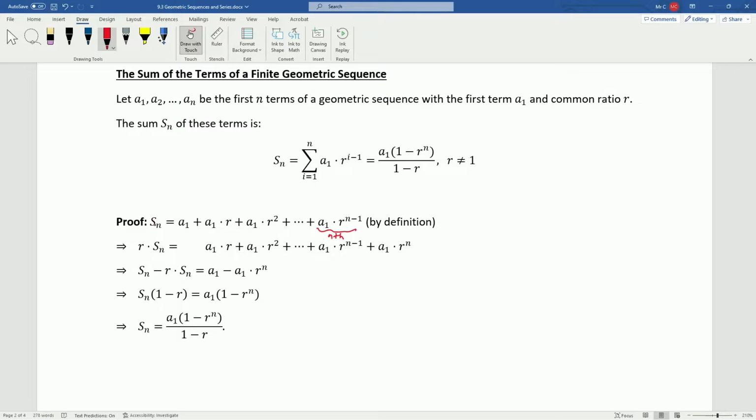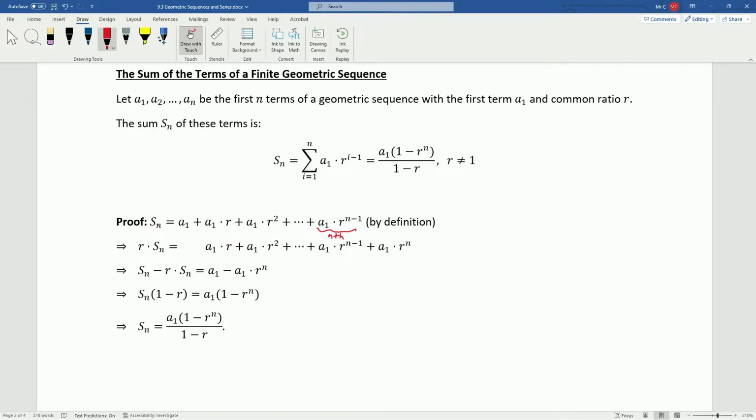Now, if I multiply both sides of this equation by r, then I get r times s sub n equals a1r plus a1r squared plus dot dot dot plus a1r to the n minus 1 plus a1 times r to the n. So all we've done is taken this sum we already had and multiplied it by r on both sides of the equation. So now these two things are equal.